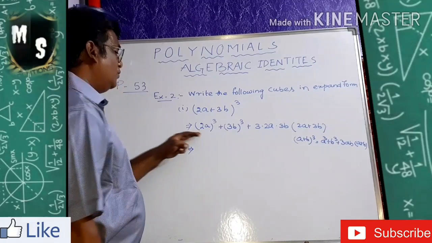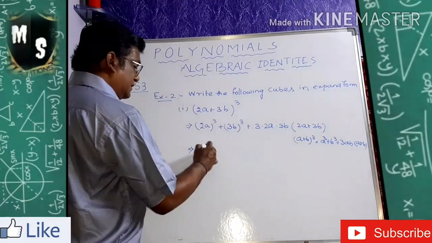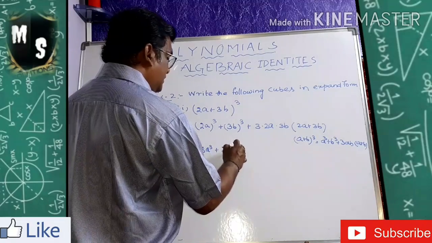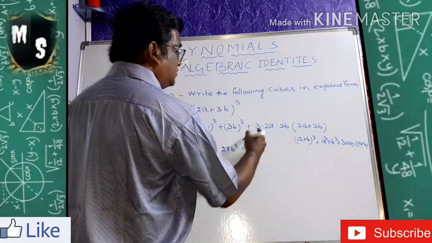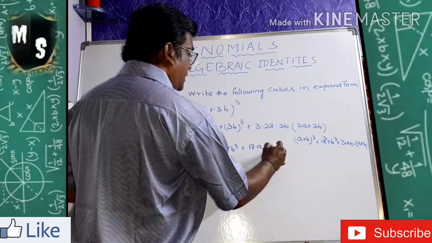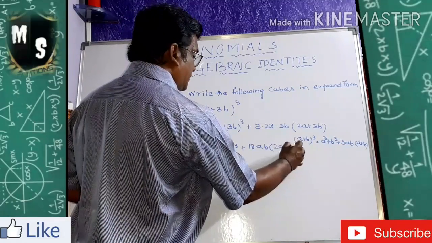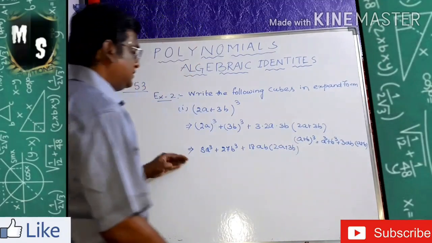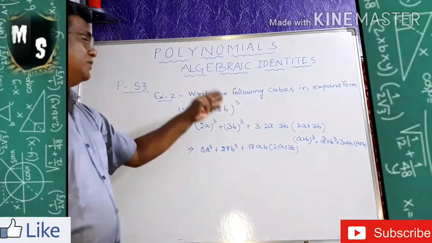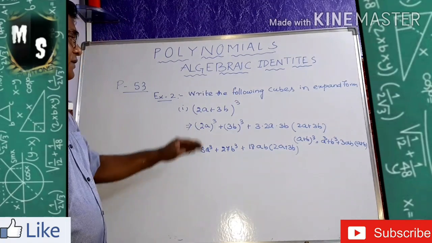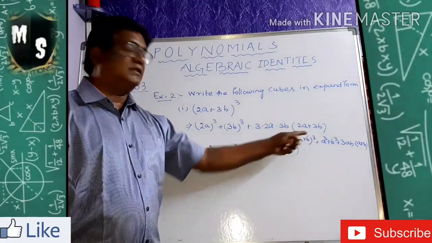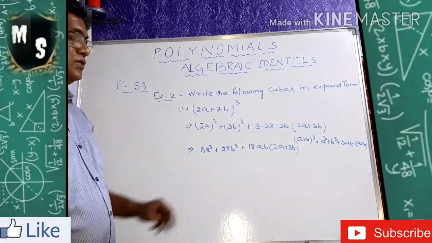2 cube means 8a cube, plus 27b cube, plus 3 times 2 is 6, 6 times 3 is 18ab, into 2a plus 3b. Clear now? That is the answer in expand form. So the formula of a plus b whole cube is very clear to you. Like that, if a minus b whole cube is coming, here it will be minus and minus. I hope you understood this sum.